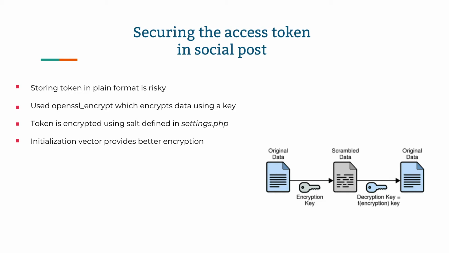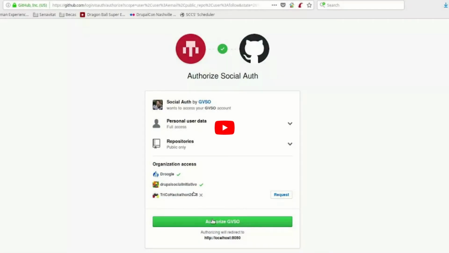Also Himanshu worked on securing the token in social posts because it's kind of dangerous. It's risky to store the tokens in plain format in the database. So we are using OpenSSL and using the salt. I'm actually using the key defined in settings.php in Drupal, and we're just using that to encrypt the tokens and store them in the database. So if the database is compromised, someone else cannot just use this to do weird stuff with the users' accounts. And this is a demo of social auth.